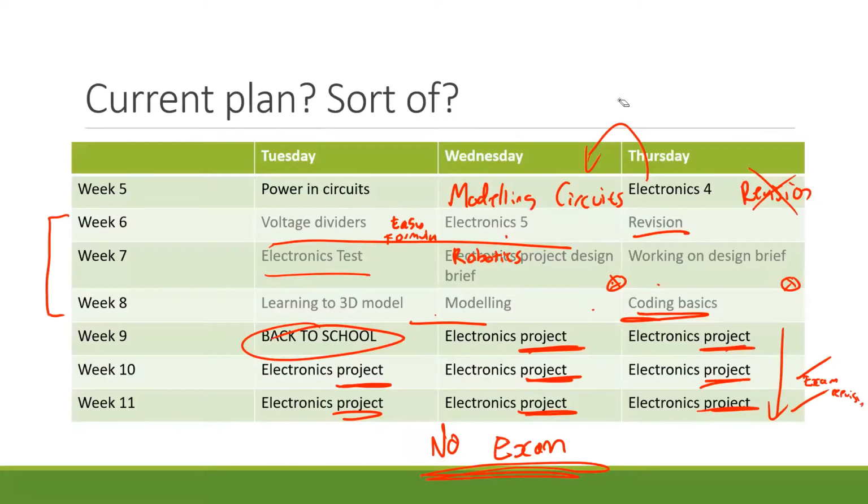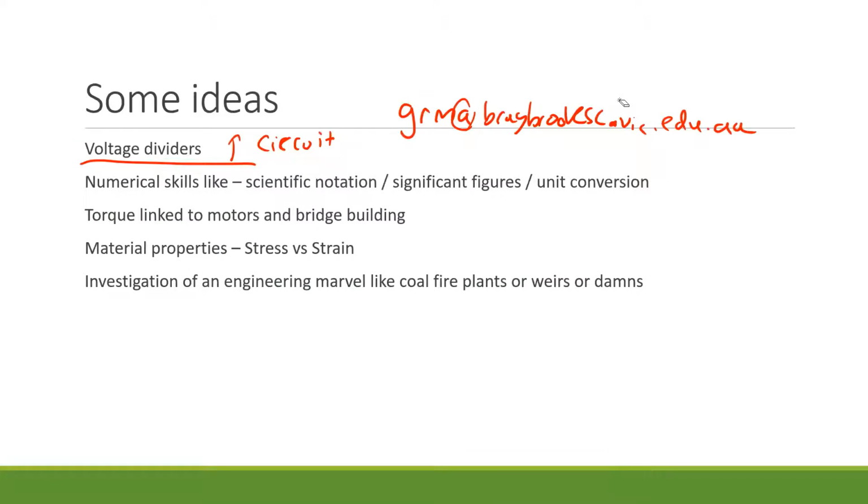I'm thinking of doing voltage dividers next week, just because it relates to circuits, and it's pretty easy to do, and it's not a great big jump. But there are some other ideas. In the past, I've done numerical skills, like scientific notation, significant figures, and unit conversion. That's another option I could do. I could very easily do that because I've got the pages for that already. And that might be good, because it might give you some help, especially if you've done those things already in maths, or you want to learn them so you can get better at doing them in maths. Maybe we could do that instead.